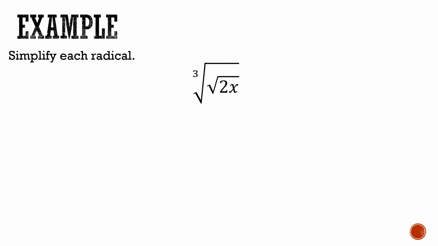The cube root of the square root of 2x. So we will simply copy the base, which is 2x, and then multiply the indices, 3, and since the index is not visible, automatically we have 2 as the index. So we have 3 multiplied by 2. So our answer is the 6th root of 2x.